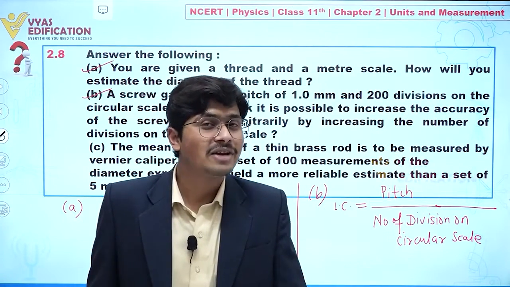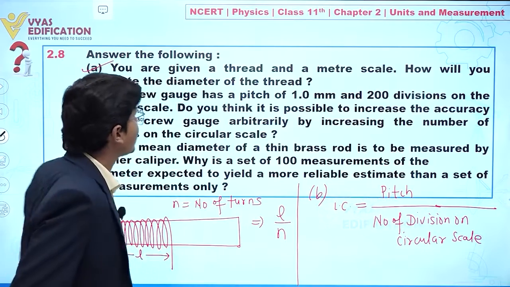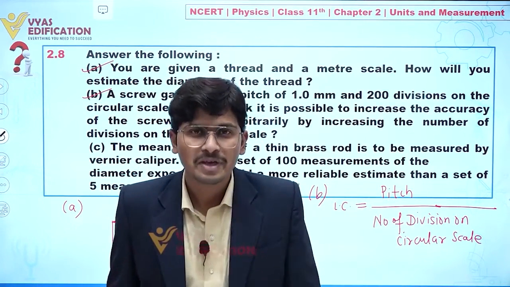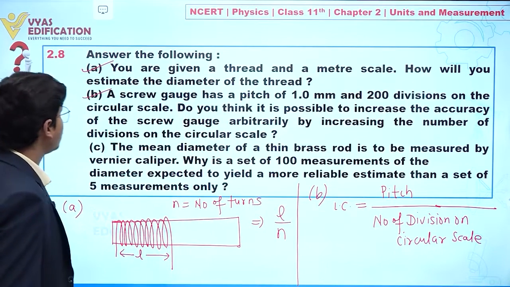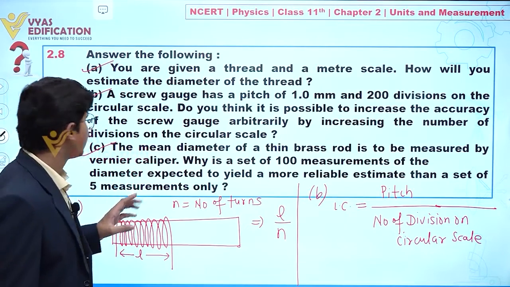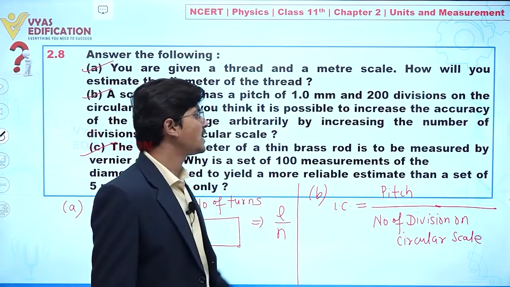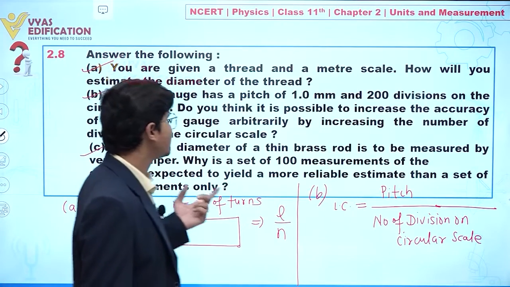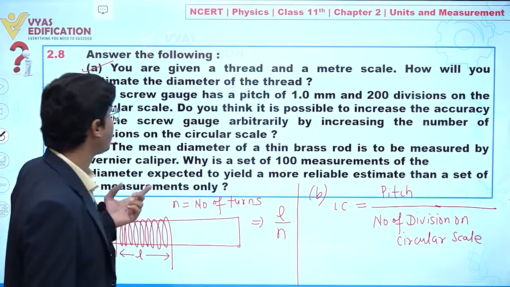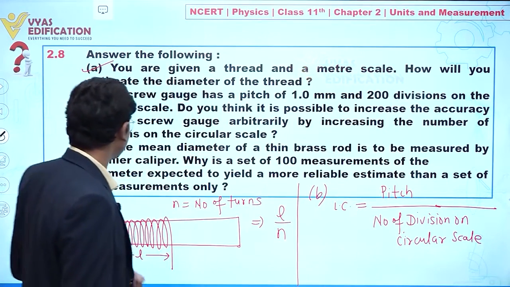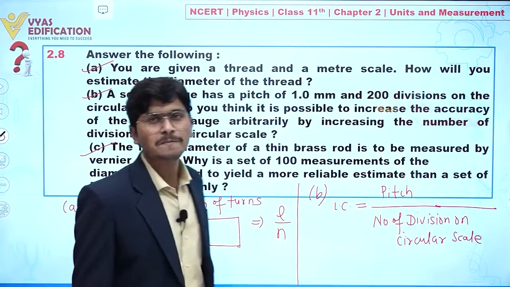So again we have a limitation, clear. So that's why we can say yes, we can increase the number of divisions but up to a certain extent only, clear. Now we are going to discuss part number C. In part C it is given that the mean diameter of a thin brass rod is to be measured by vernier caliper, clear. Why is a set of 100 measurements of diameter expected to yield a more reliable estimate than a set of 5 measurements only, clear.